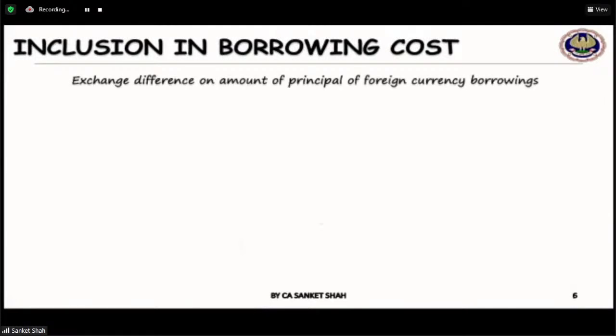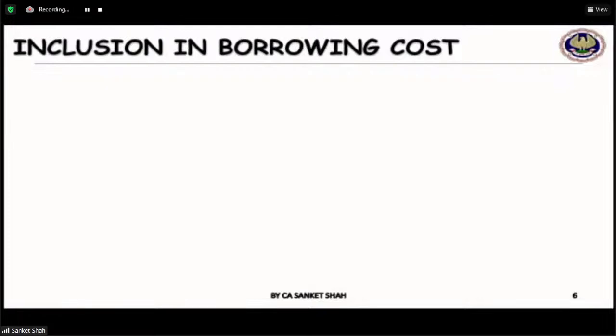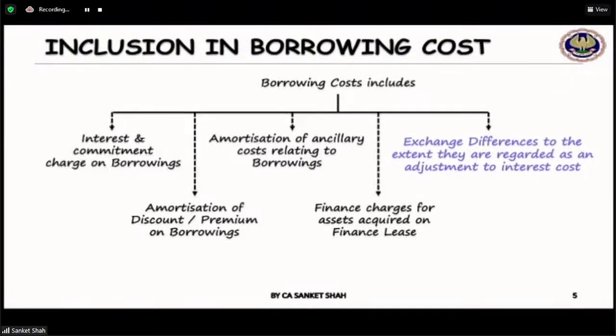I will give you one example for this. First, take a screenshot of what borrowing cost includes. Yes, take a screenshot. Borrowing cost includes interest and commitment charges on the borrowings, amortization of the discount or premium on the borrowings, amortization of ancillary costs relating to borrowings, finance charges for assets acquired on finance lease, and exchange differences to an extent they are regarded as an adjustment to interest cost. Okay.